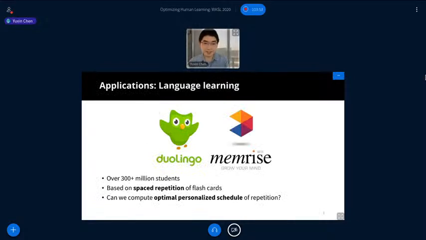Let's start with the motivating application. In nowadays modern teaching apps such as Duolingo or Memrise, there is a tremendously large user base, approximately over 300 million students by the year 2015. And the app basically works based on this spaced repetition practice.